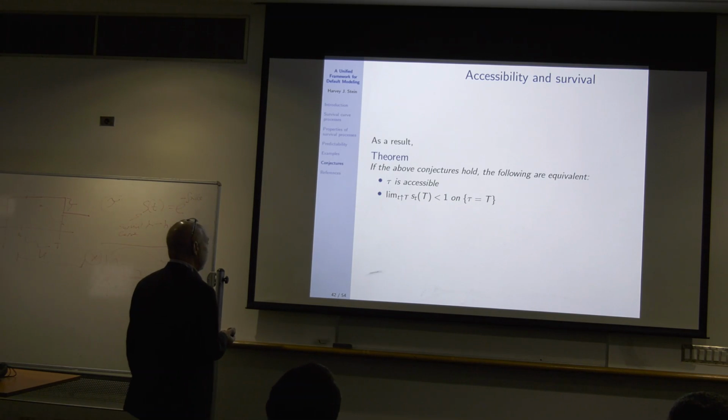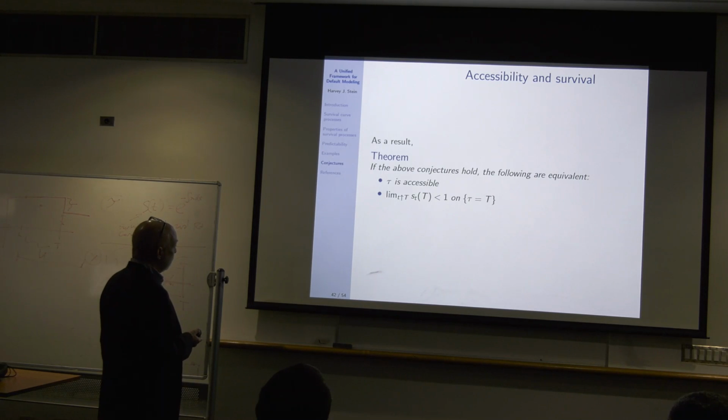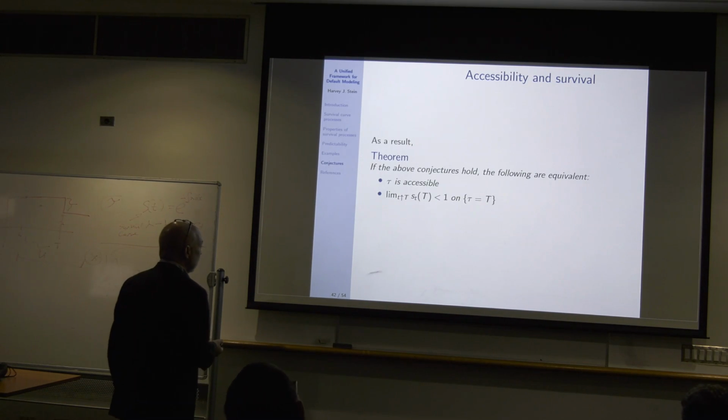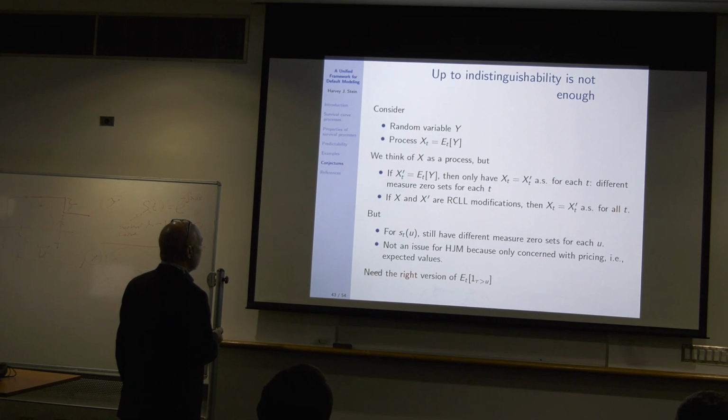Okay. But if the above conjectures hold, then we would expect that tau is accessible if and only if the probability goes to something between 0 and 1 on t equals cap T. Tau equals cap T. Okay.